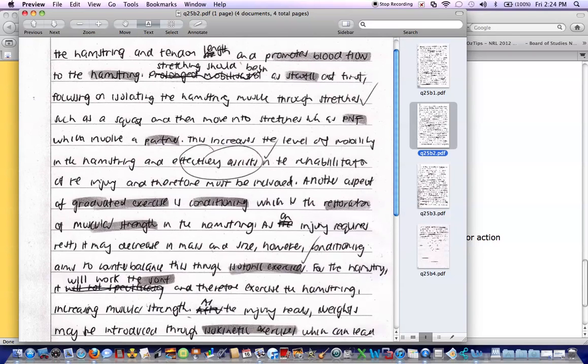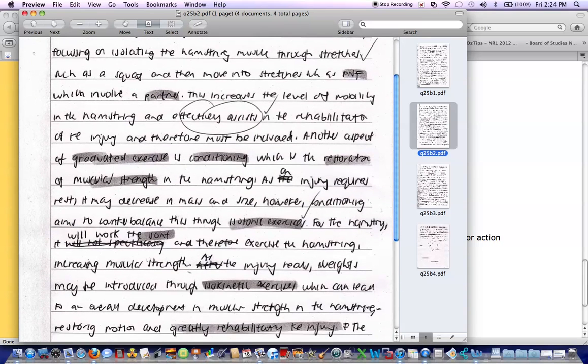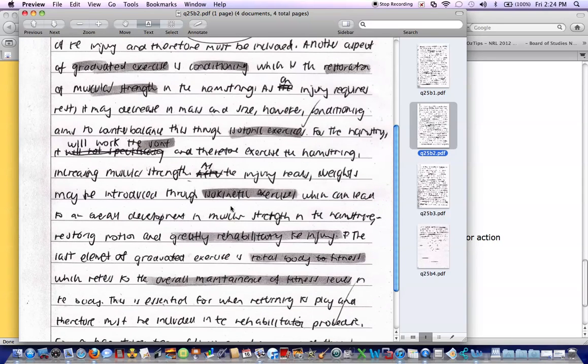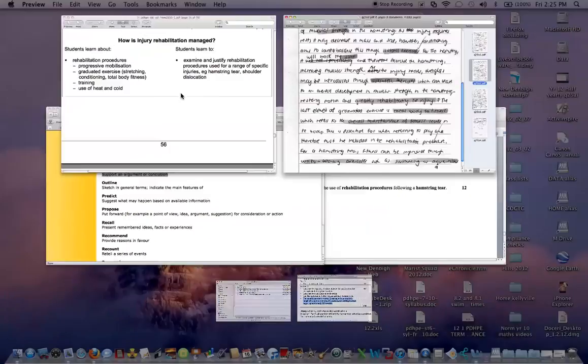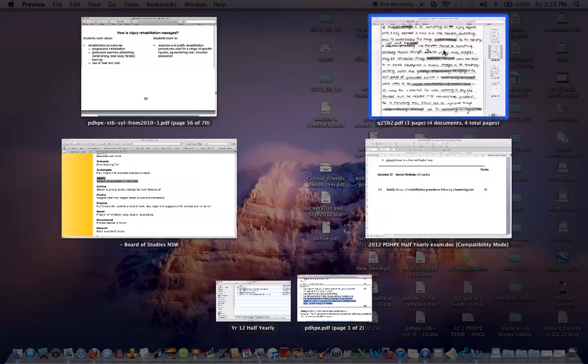must be included. Another aspect of graduated exercise is conditioning, which is the restoration of muscular strength in the hamstring. It goes on to talk about it. For the hamstring, working with exercise increases muscular strength. It talks about isokinetic exercises, which can lead to an overall development in muscular strength and greater hamstring restoring motion and greatly assist rehabilitation of the injury. The last element of graduated exercise is total body fitness. So the 3 areas we look at in the syllabus, stretching, conditioning and total body fitness, are included under graduated exercises.